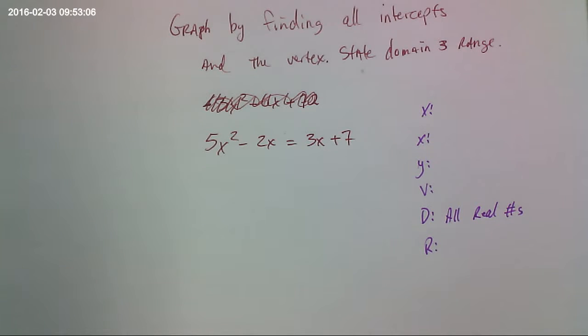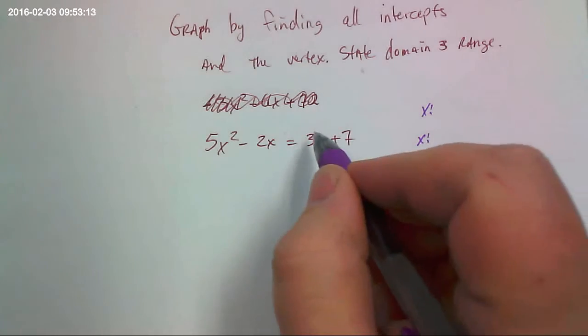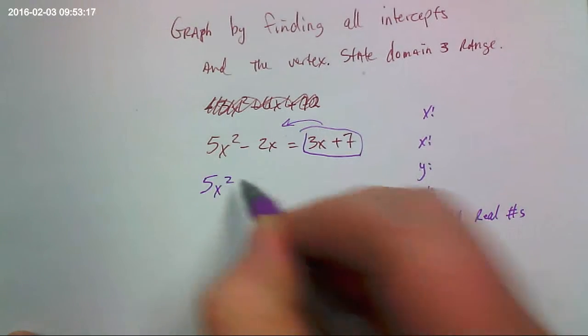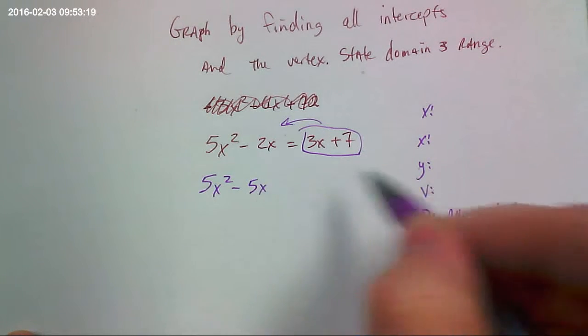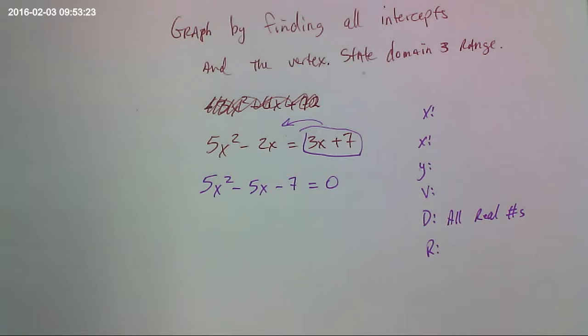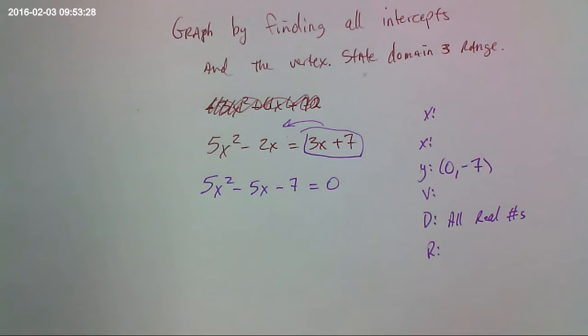Okay? So first thing is, usually I can answer the y-intercept, but I can't answer it right away because it's not in standard form. So I'm going to move all of this to the other side by subtracting. So make sure I don't make a mistake. Would it be minus 5x? Yeah. Minus 7 equals 0? Is that right? Yeah?